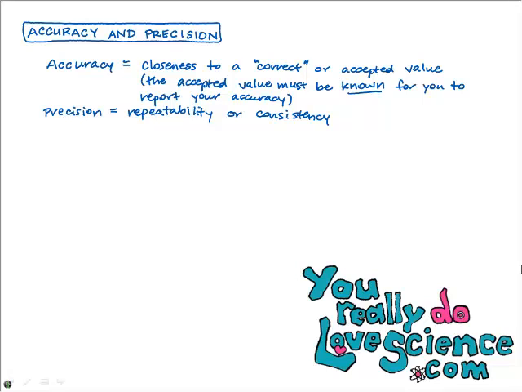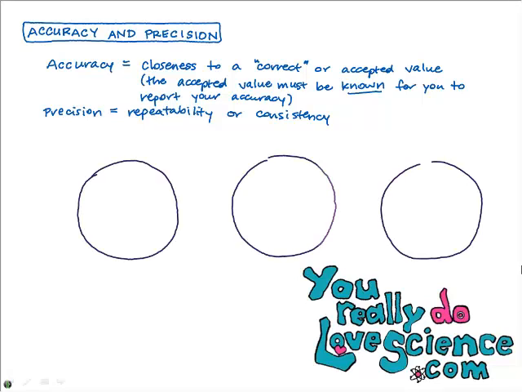Now, you can have good precision and good accuracy, which is ideal, or you can have good precision with poor accuracy. And think about it. If your measurements are consistent and they're not all over the place, then you're probably doing a good job in being careful in your lab.